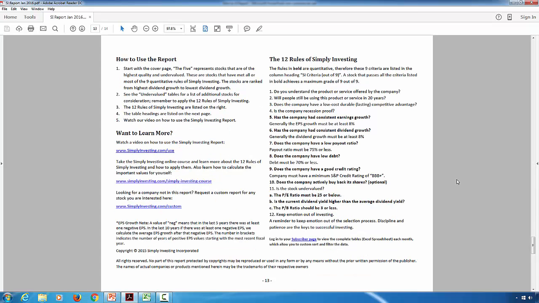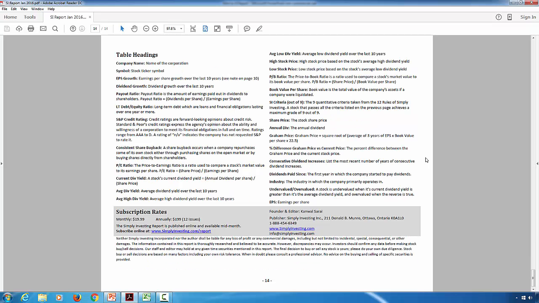On the next page, we have some more information for you on the left-hand side. On the right-hand side, we do have the 12 rules of Simply Investing. So those are here. Again, for anybody looking to get more information on these rules, we go through them step by step in the online Simply Investing course. And on the last page of the report, we have all of the column headings that you've seen in the pages above with all of the definitions. So now let's go take a look at the Excel file.